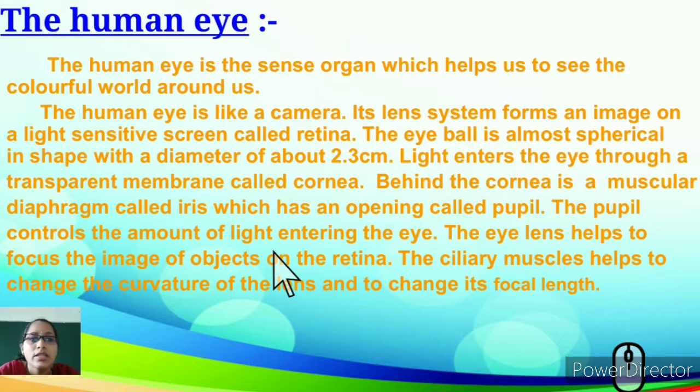and behind the cornea is a muscular diaphragm, that is the iris, which has an opening called the pupil. The pupil decides the amount of light that needs to enter into the eye, and it also controls the amount of light. The eye lens helps to focus the object on the retina. The ciliary muscles help to change the curvature of the lens and also to change the focal length.